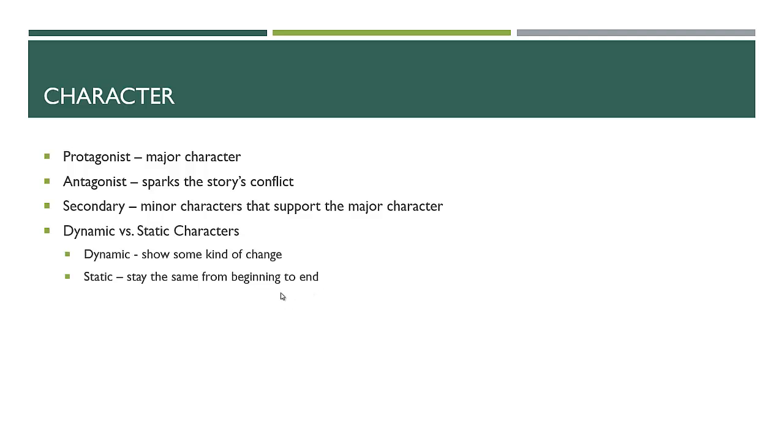When we're talking about characters in a work, there are two different types of characters. There are dynamic and there are static. Dynamic characters show some kind of change throughout the piece. So somewhere over the course of that story, from the beginning to the end, the character has changed in some way. Maybe they've changed a belief or a way of acting, their behavior. Those are dynamic characters. There are also static characters. Static characters are characters that stay exactly the same from beginning to end. They never experience any kind of change. They never demonstrate a change.